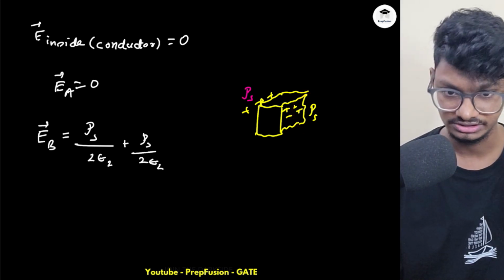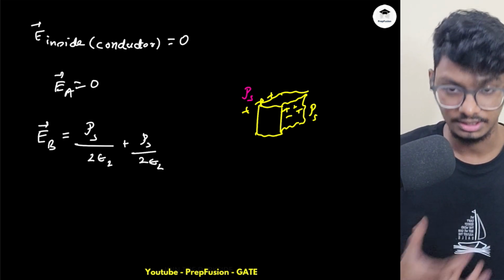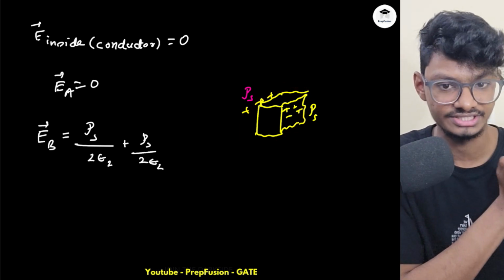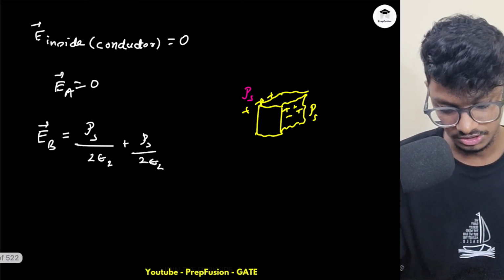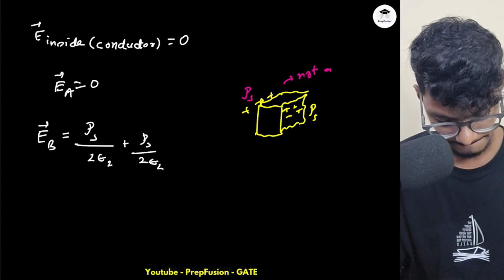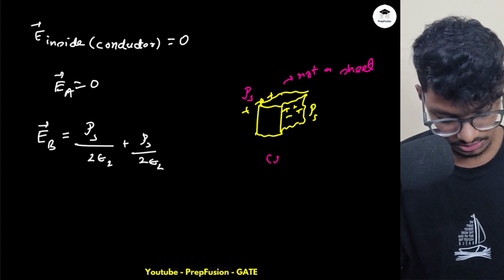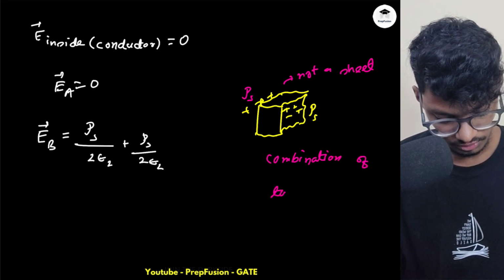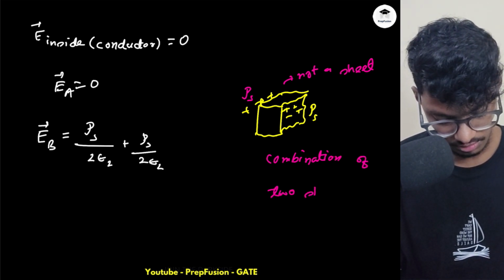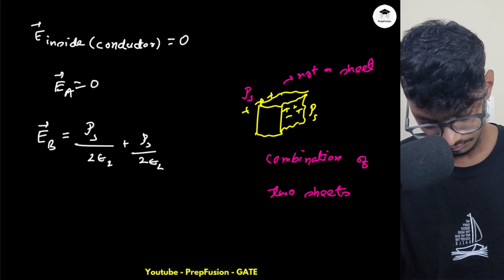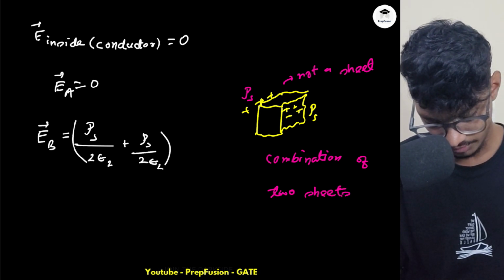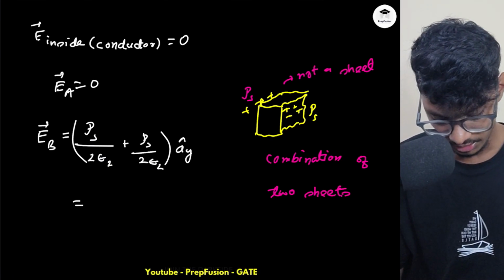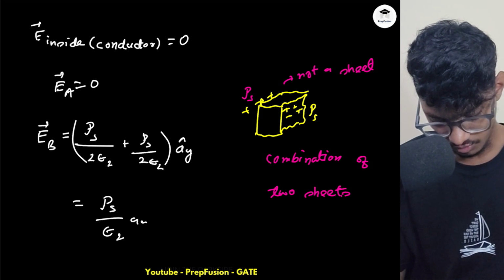I know this is a bit confusing, try to understand a bit. Here I have 2 rho s. This is a whole volume of conductor. This is not just an infinite sheet, this is a whole conductor, a combination of 2 sheets. So the direction will be outward, normal to the interface between the media, that is a_y. So this will be rho s by epsilon a_y actually.